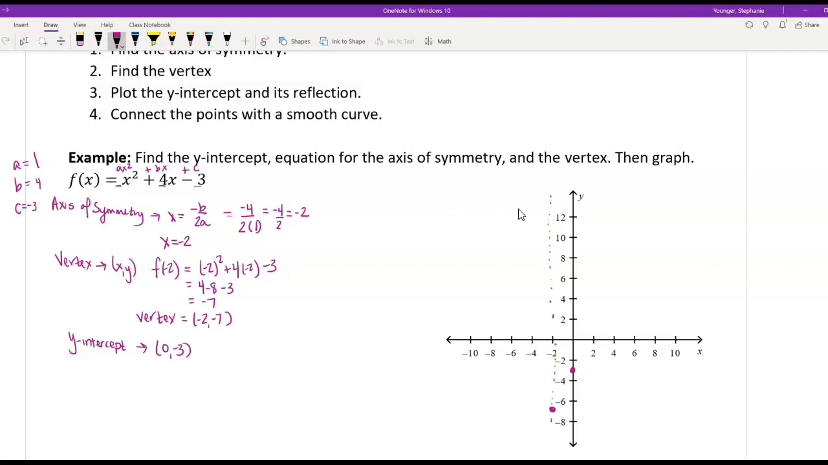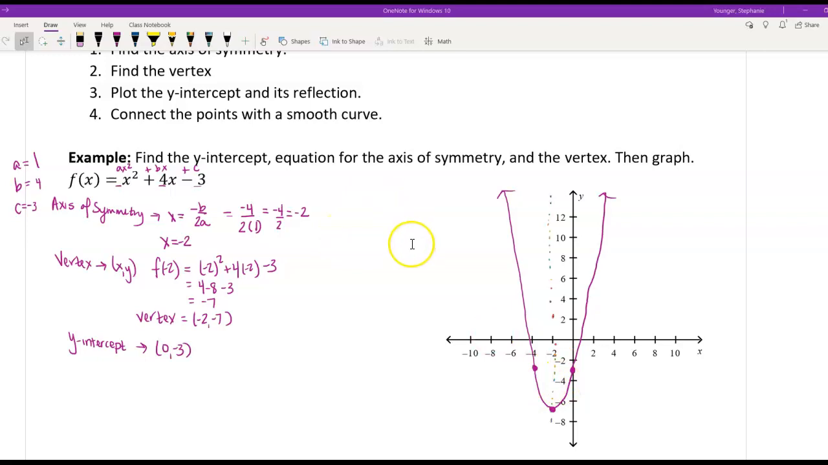Now, because of this axis of symmetry, whatever point I place on the right-hand side, I can also place on the left-hand side. So now we have negative 4, negative 3 because of that axis of symmetry. And then we're going to connect the points with a smooth curve. All right, so now we have that smooth curve, and there is our parabola.